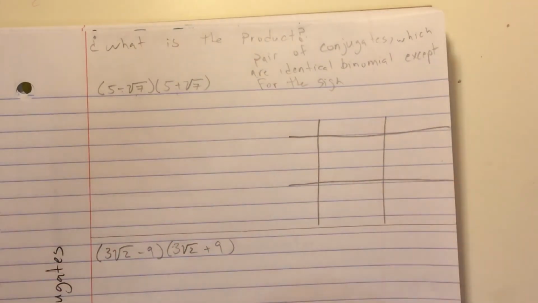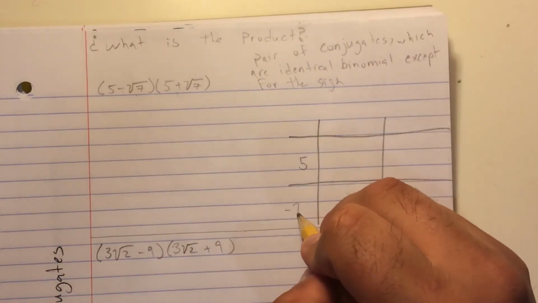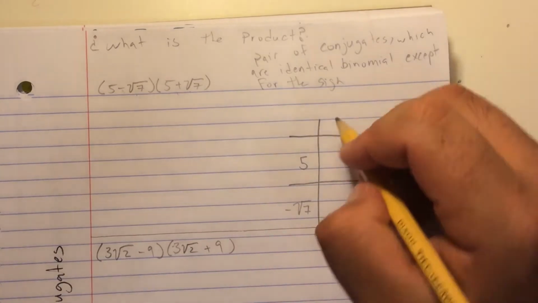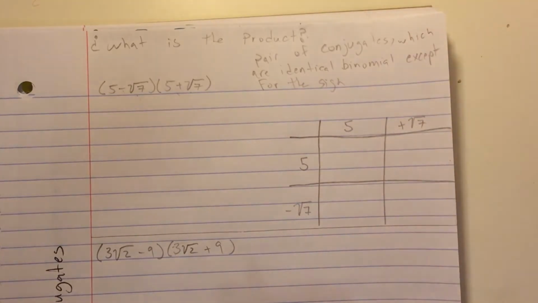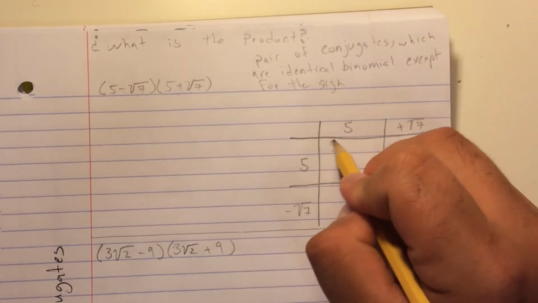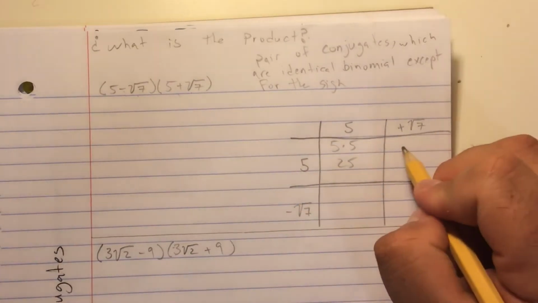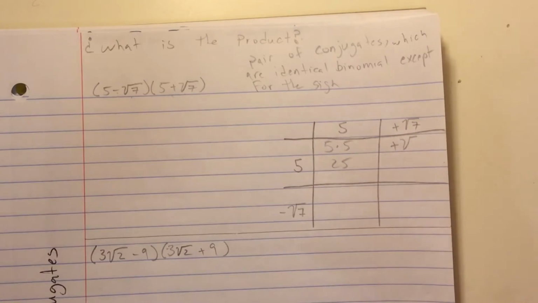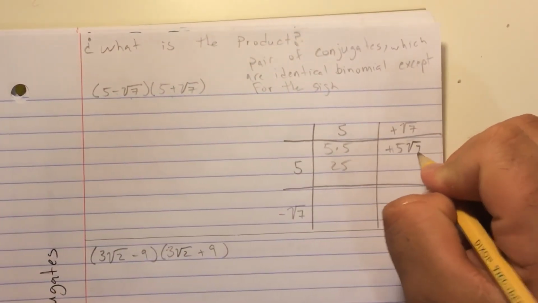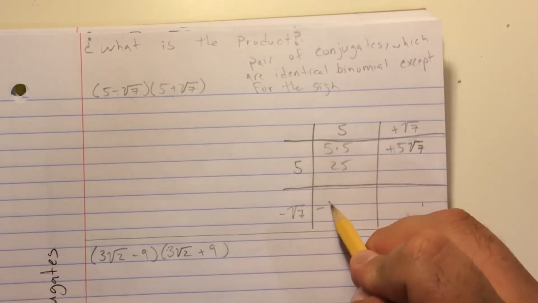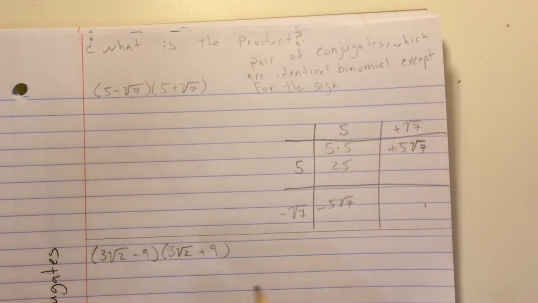Alright, so we're going to do the same as we did before. We're going to go ahead and put our 5. We're going to put our minus square root 7 here. And then our 5, and then our plus square root 7. Multiply 5 times 5. These are 25. 5 times positive square root 7. Forgot to put our actual 5, so we have our positive 5 times square root 7. And we have our negative 5 times square root 7. You can already see that this is going to work out wonderfully.